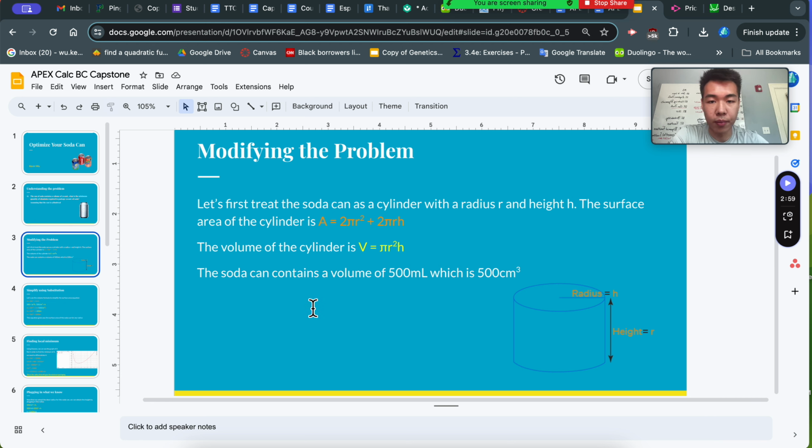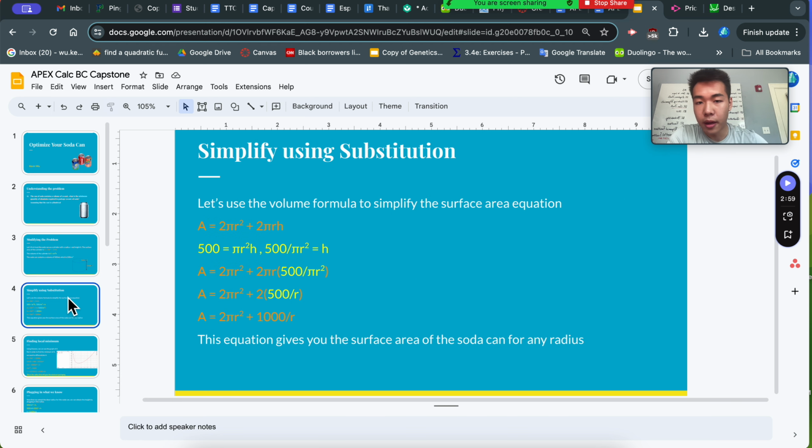And the volume is pi r squared times height, and 500 milliliters is the same as 500 cubic centimeters. That is a really great realization there. So now we're gonna simplify this system of two equations by using substitution.